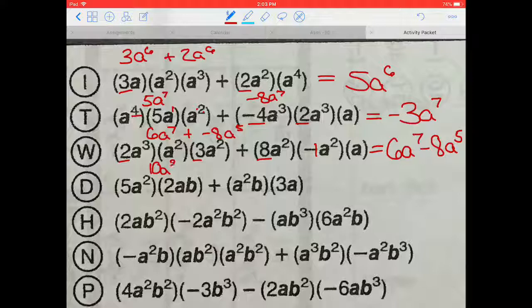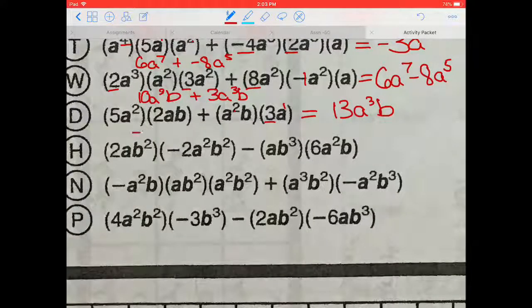Next one, 5 times 2 is 10. A cubed b plus 3. A, let's see, 2 and 1 is 3, a cubed b. So they are like terms. 10 plus 3 is 13. A cubed b. 3 more.